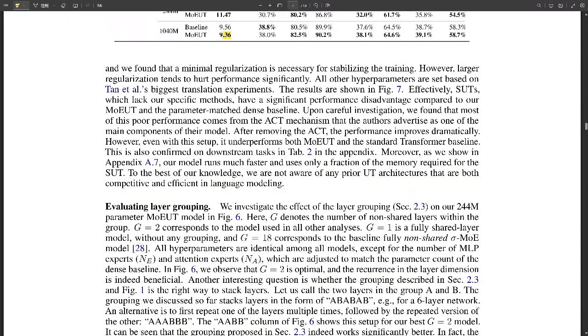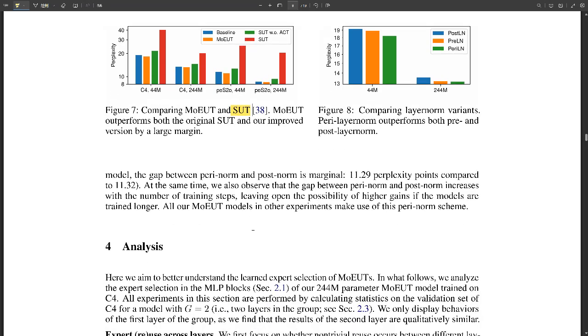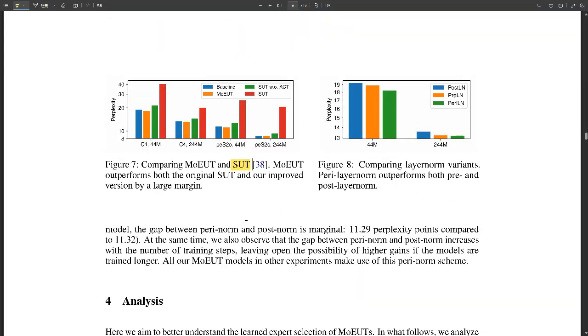Absolutely. They also compared it to another universal transformer called SUT, the sparse universal transformer. That's right. How did it stack up against that? That comparison is really telling. MoEUT consistently outperformed SUT across the board.